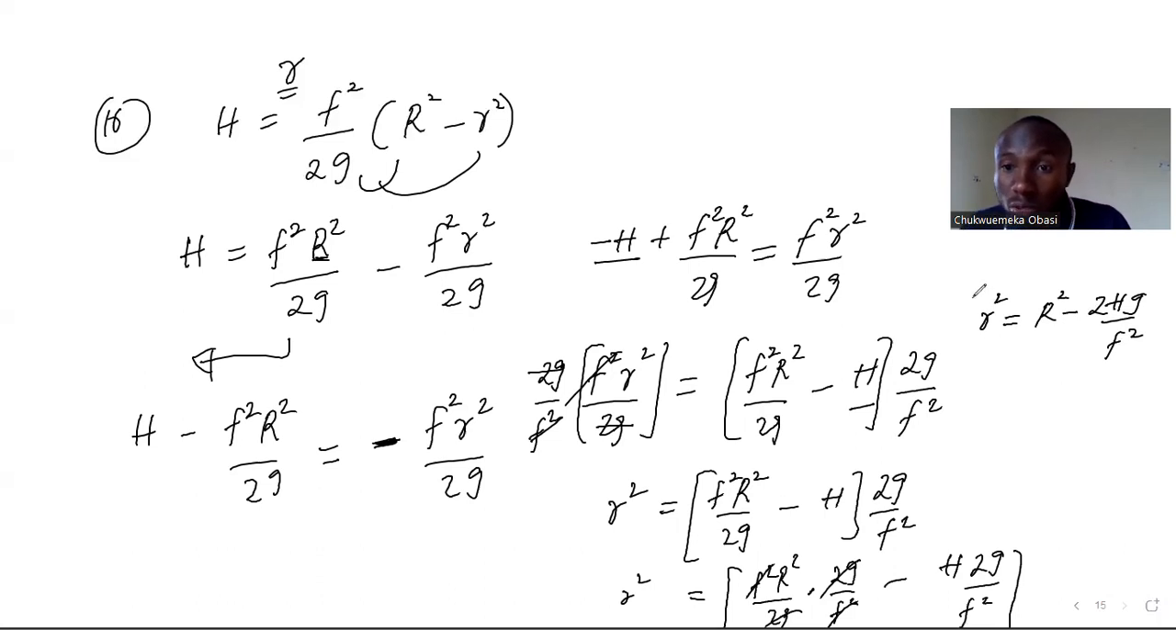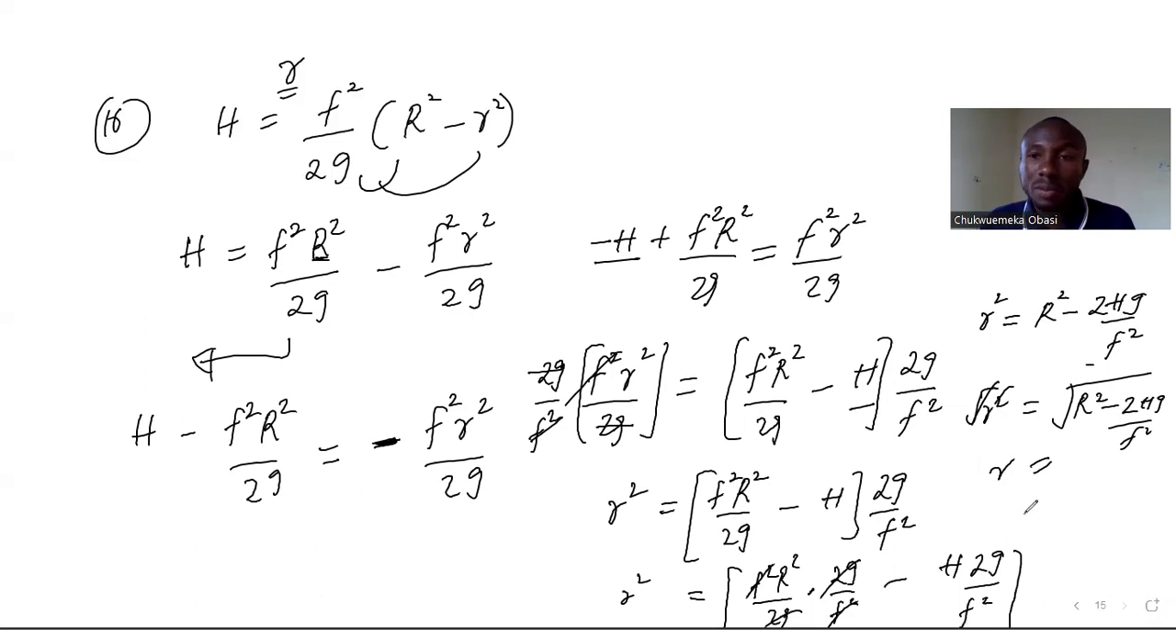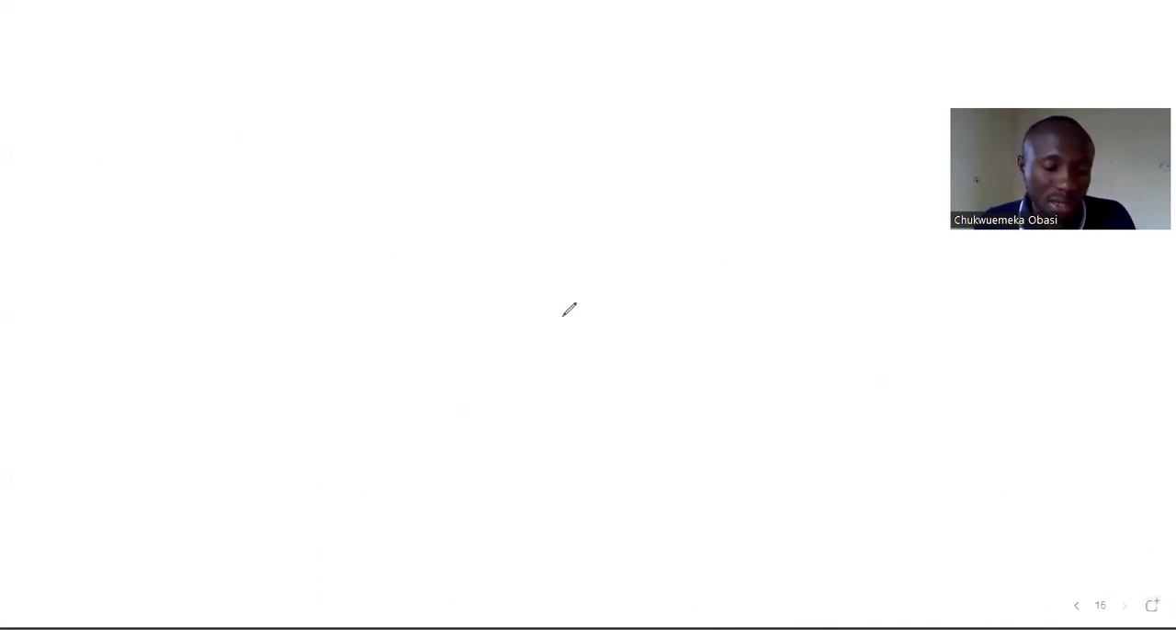All right, so the next thing, you take the square root of both sides. So you take the square root of R squared minus 2HG over F squared. So this cancels out this. So R is equal to all this quantity here. So that is how to make R the subject of the equation. All right. So I believe in this class you're learning some new things, right?